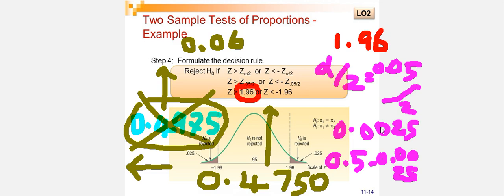Then the next, we need to calculate the Z value. So first we calculate the P1. P1, that means 19 divided by 100, we get 0.19. Right? P2 we get 0.31. So PC we get 0.27. That means group number 1 plus group number 2 divided by total of group number 1 and total group of number 2. So we get 0.27.